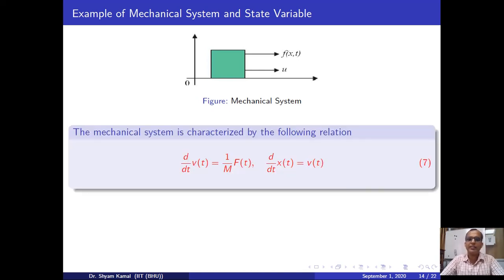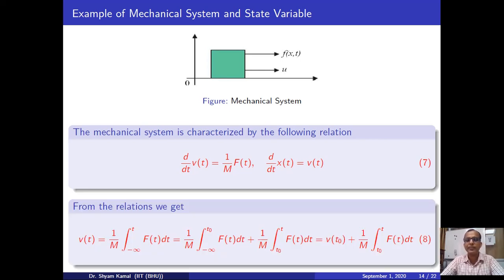But suppose that force is just a function of time, then using Newton's law I can write equation number 7: dx/dt equal to v(t) and dv/dt equal to 1/m f(t), where m is the mass of this mechanical system. Now you can see that in order to calculate the position of this system, first I have to integrate the first equation, and this is pretty easy to integrate.